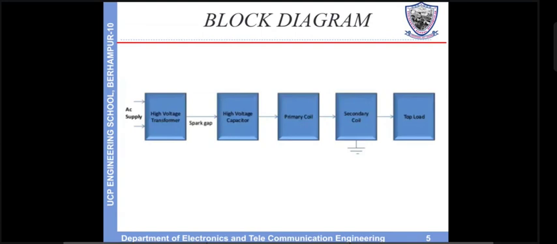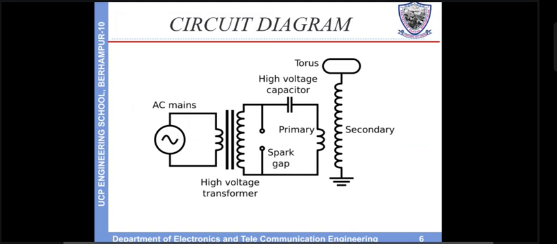In this block diagram, the high voltage transformer needs an AC supply through the capacitor and is connected with the primary coil. The secondary coil is magnetically coupled, and the top load, aka the torus, is connected above the secondary coil. The secondary coil should be connected to the ground because of the high voltage of the current.